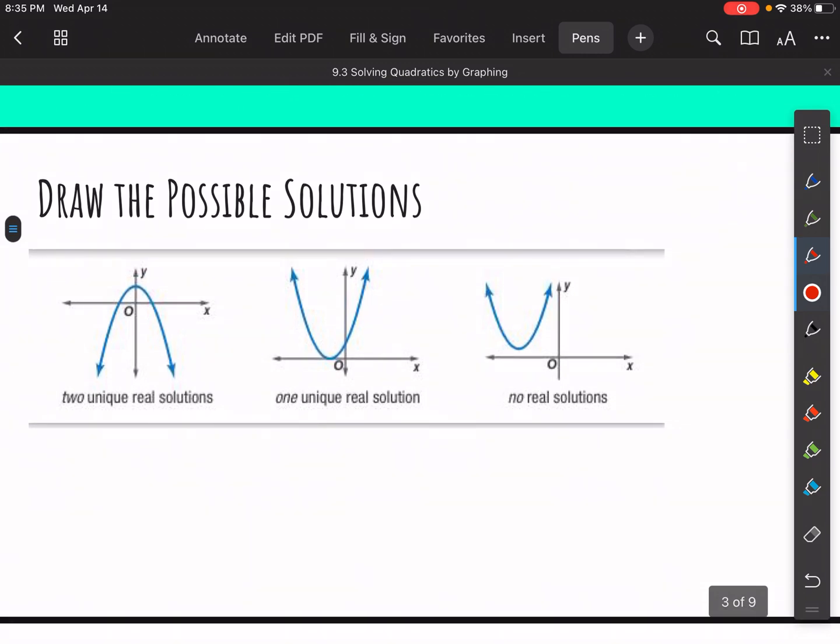So here are some possibilities with this. If the solution happens where we cross x, notice the first one here. This parabola is flipped upside down. Yes, that doesn't really matter because it crosses the x and it crosses in two places. So there's two solutions there for that particular case.